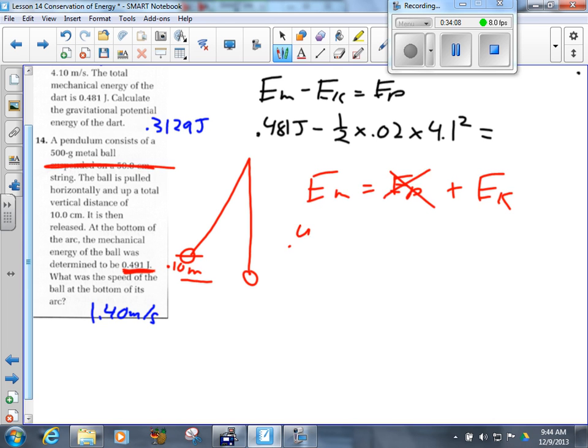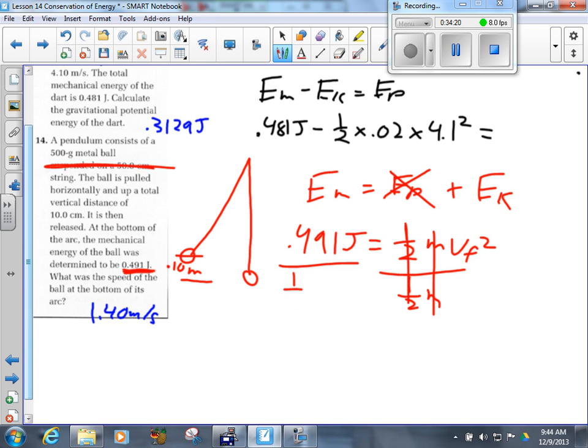So that means that 0.491 joules of energy equals 1/2 m vf squared. I just want to find vf, so I divide both sides by half of m, and take the square root. And I'll have my final velocity, which should come out to 1.4 meters per second. So does this question give you a whole bunch of information you don't need? Yes, it does, including that 10 centimeters. Didn't need that either. It was completely useless.